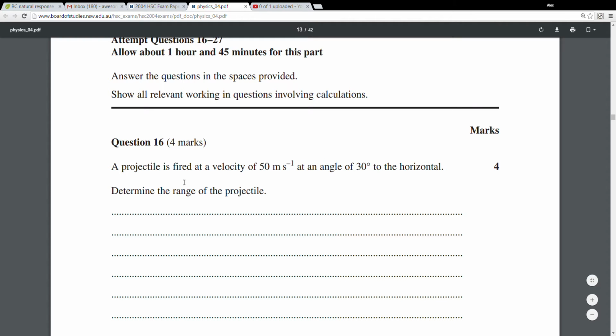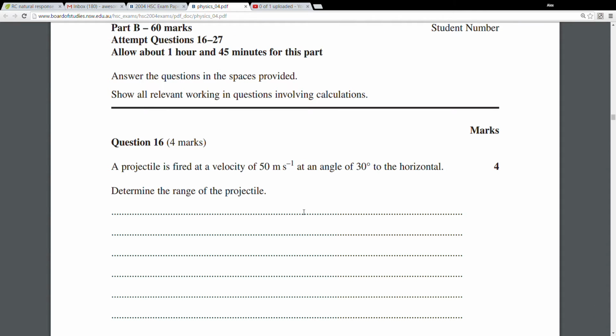So a projectile is fired at a velocity of 50 meters per second at an angle of 30 degrees to the horizontal. Determine the range of the projectile. There's actually a formula that you can just use, given the velocity and the angle to the horizontal, and I'll get you the range straight away. The markers, I think, were quite unhappy at that, and what they actually wanted you to do is calculate how long this projectile stays in the air, and then use that time, times the x velocity, and then you can determine the range.